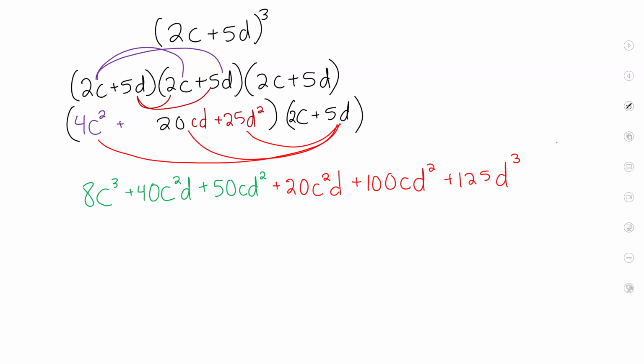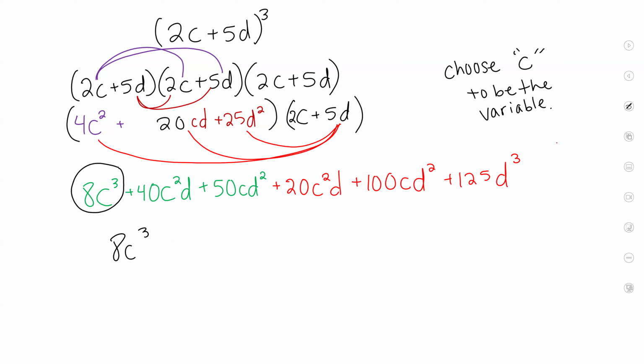So do you guys want to pick c or d to be your variable? Okay, it doesn't really matter which one. I'm going to choose c to be my variable. It doesn't matter which one you choose. All right, so if I'm going to choose c, that means c is going to go in the front. So this is the highest exponent for c. So 8c cubed will go in the front. The next highest c power are these right here, those squares.